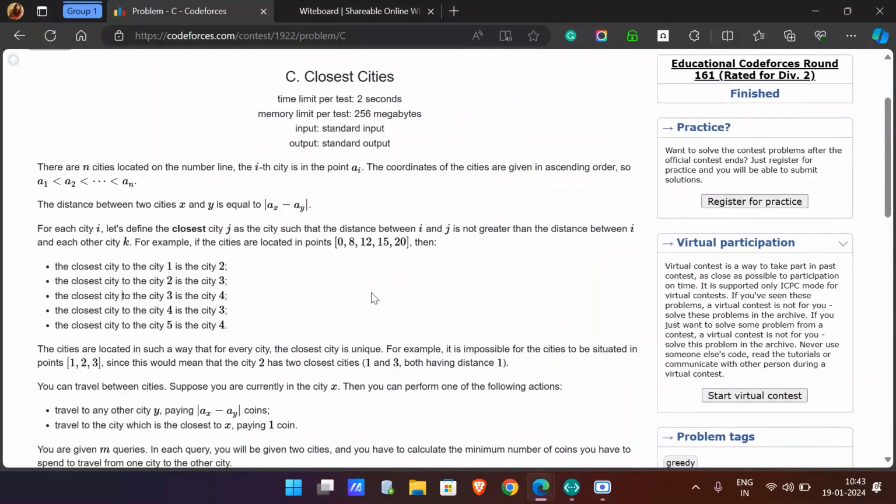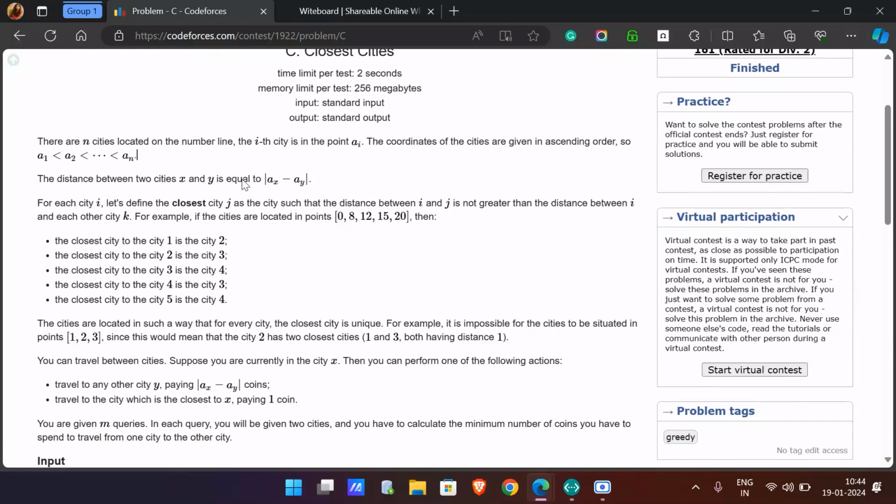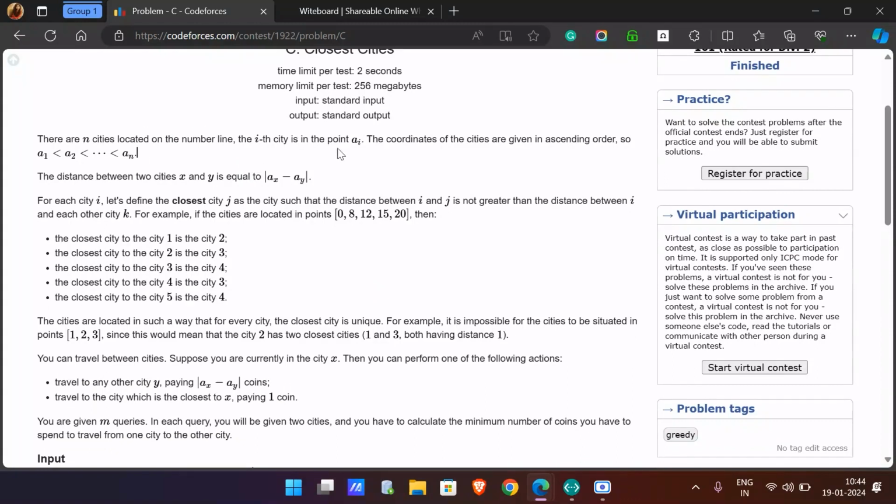Hey everyone, the question that I'll be solving now is Closest Cities, which came in Educational Codeforces Round 161, rated for Div 2. In this question, you will be given n cities, and the i-th city is at point a_i. The coordinates of the cities are given in ascending order, like the position of city 2 will be greater than the position of city 1, and so on and so forth. And the distance between two cities x and y is the absolute difference between those cities' positions.